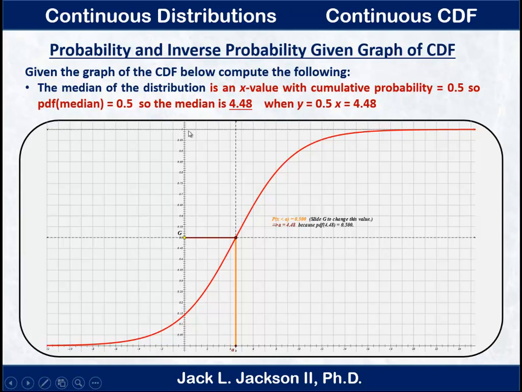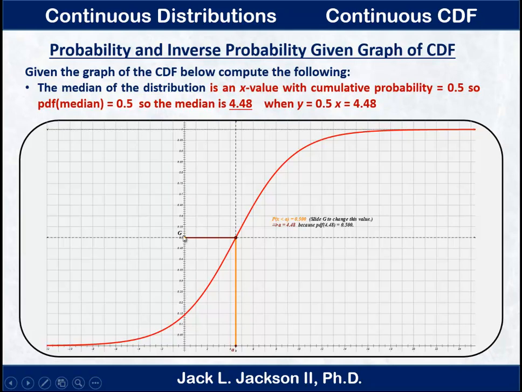What we're looking for is a y value here of 0.5, which is right here, and we just come across and find the corresponding x value right there and bring it down and find out what the x is that goes with that, and it turns out to be 4.48. So the median is 4.48. What does that mean? That means half the probability is below it. Of course, if half the probability is below it, then the other half of the probability is above it.